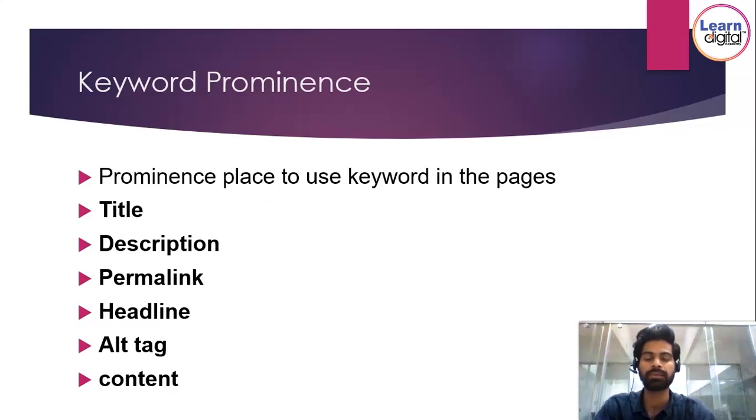Then the second thing is keyword prominence. Prominence means important. We are talking about keyword importance in the page. So if you want to rank your page for particular keywords, then the keywords which you have selected from keyword research, you have to use in these places in your page: title, description, permalink, headline, alt tag, and content. So these are the important places. These are keyword prominence places in the page. If you use the keyword in these places, there is a chance that Google can rank your page.